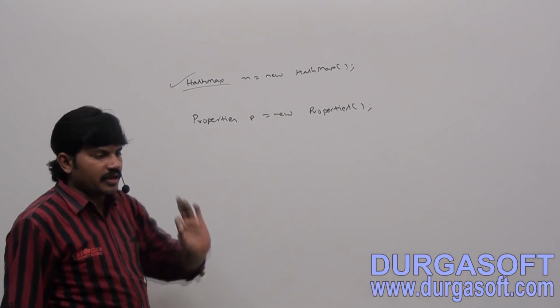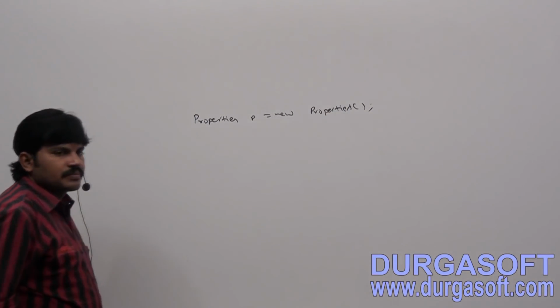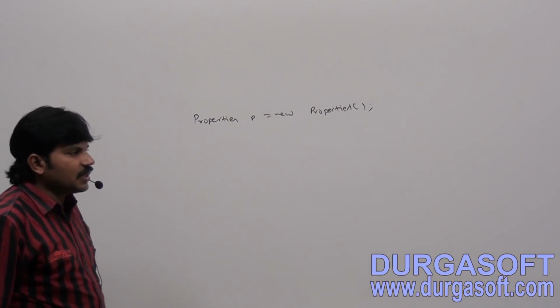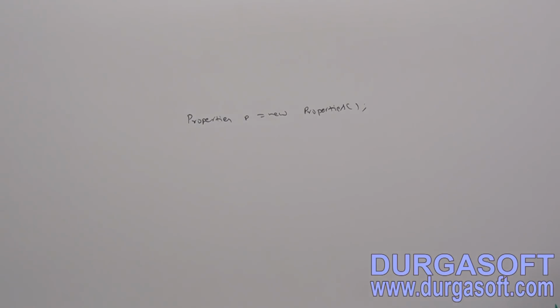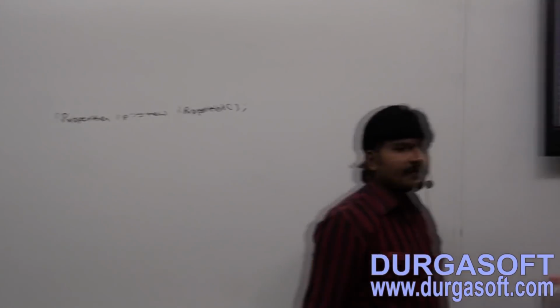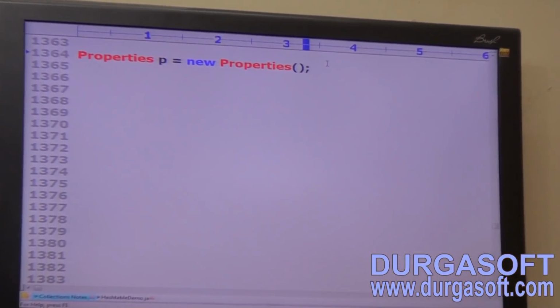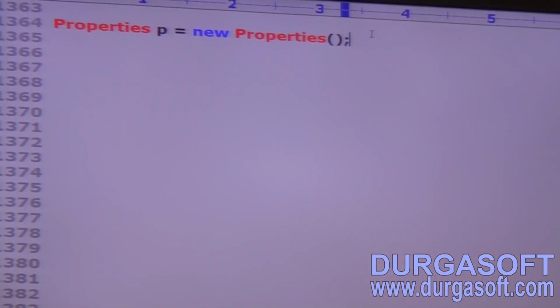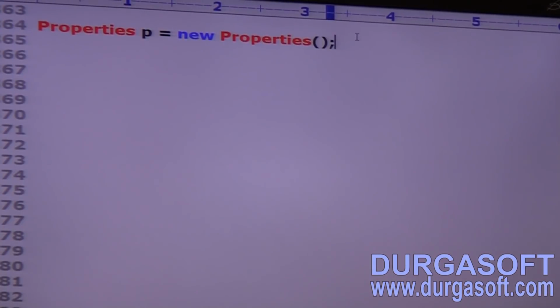Next, the Properties constructor. Only one constructor we are going to discuss. Properties p = new Properties(). If you want, you can take it from the screen. Properties p is equal to new Properties(). Okay, that's all.